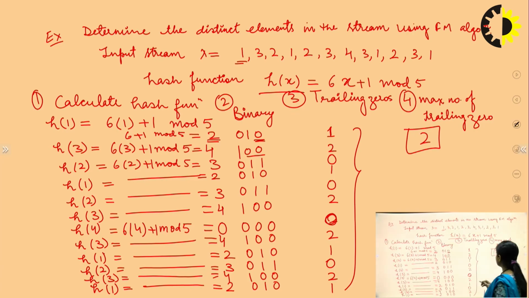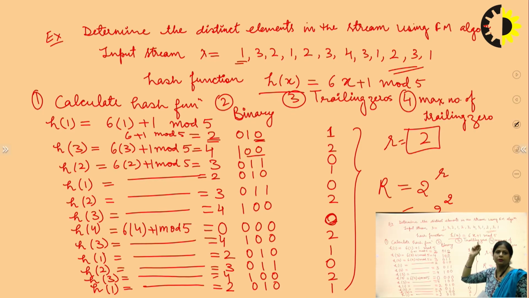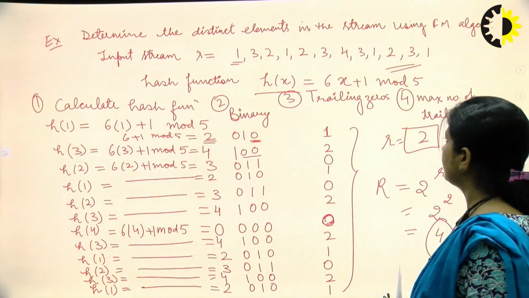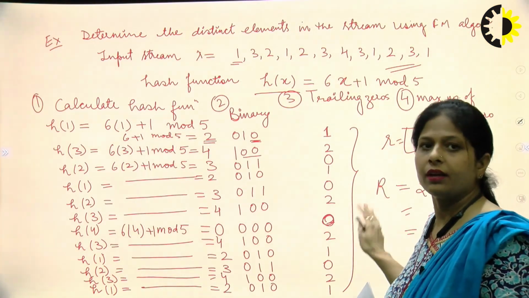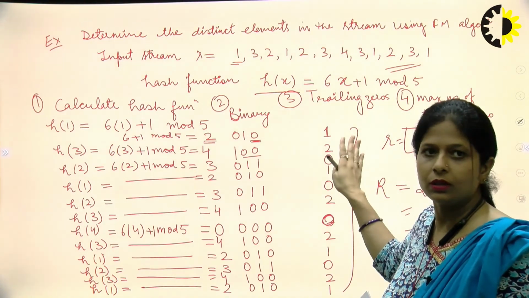Fine. So, we need to find out R. R is equal to 2 raised to the power small r. This is the value of small r, right? And R equals 2 raised to the power 2. That means 4 distinct elements are there in the given input stream. Fine. So, that's what we were calculating. We were trying to find out how many distinct elements are there in this given stream, right?